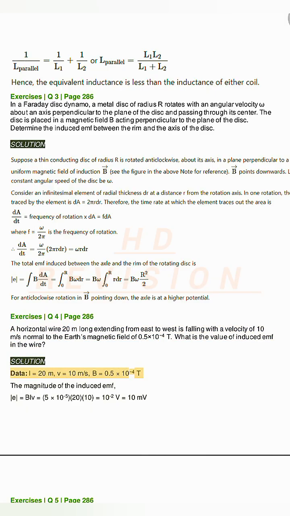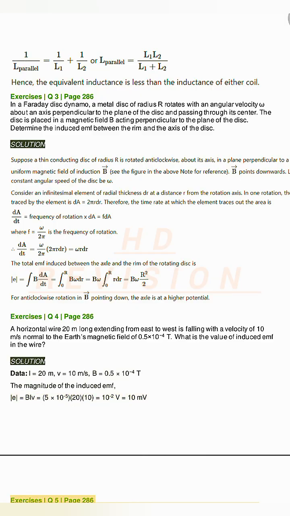Solution. Data. L equals 20 meters, v equals 10 meters per second, B equals 0.5 times 10⁻⁴ T. The magnitude of the induced EMF, E equals BLv equals 0.5 times 10⁻⁴ times 20 times 10 equals 10⁻² V equals 10 millivolts.